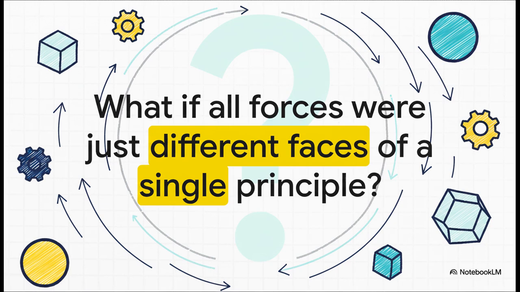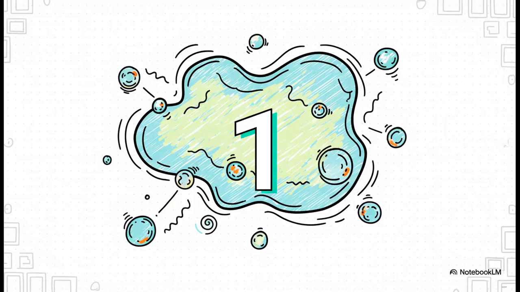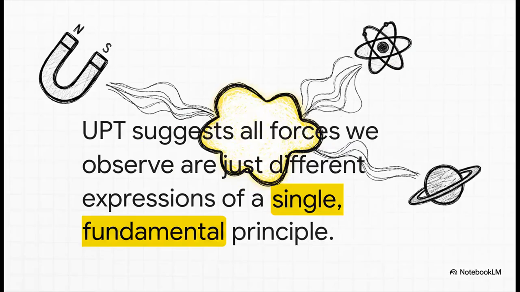What if everything you've ever learned about the basic forces of physics was really just one side of the story? What if gravity and electromagnetism and all the nuclear forces weren't actually separate things at all? What if it all boiled down to just one? That right there is the core idea of UPT. It proposes that every force we see and measure is just a different expression, a different face of a single fundamental principle, a true unified theory.